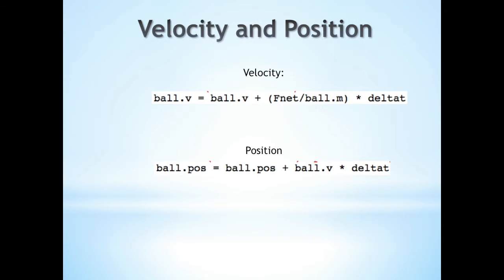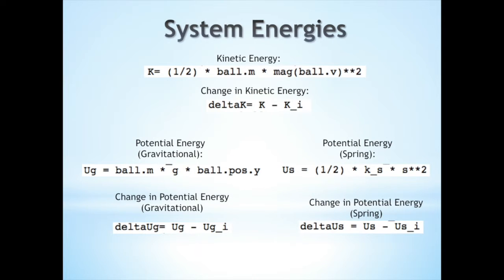Using the formulas for velocity and position that were derived from Newton's second law earlier, the ball's position and its velocity can be calculated. Next, we deal with the system energies using the formulas for kinetic energy and potential energy. First, we have the kinetic energy equal to 1/2 times the mass of the ball times the magnitude of the velocity squared, the gravitational potential energy as the mass of the ball times gravity times the ball's position, and the potential energy of the spring equal to 1/2 times the spring constant times S squared.